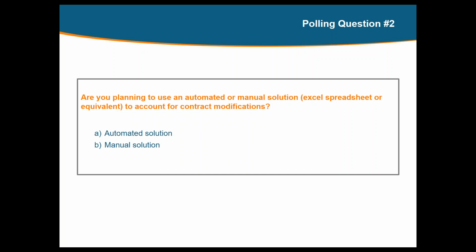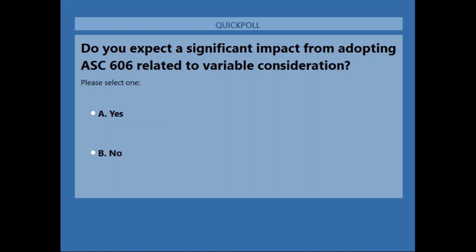Our third poll today is, do you expect a significant impact, sorry about that, from adopting 606 related to variable consideration? And again, an easy yes or no. And again, this is going to be based on your business and your business model. Okay. So I'm going to close the poll and share it with you.